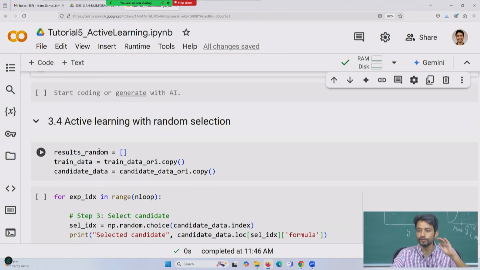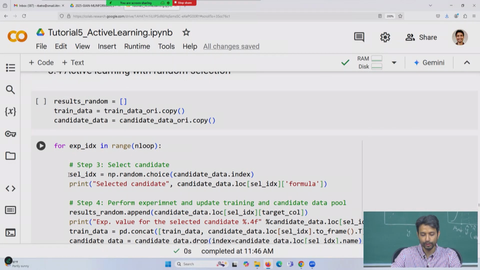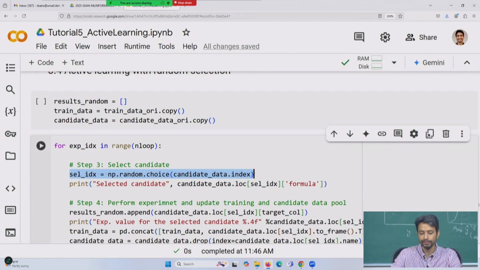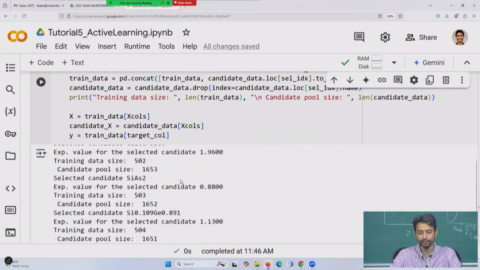Because it's for all those 1600, in this case the experiments are already done, but in reality it will not be available. And then lastly we have a random selection, and in this case what I do is I just simply select, in every loop I randomly select one of the candidates and then do it.